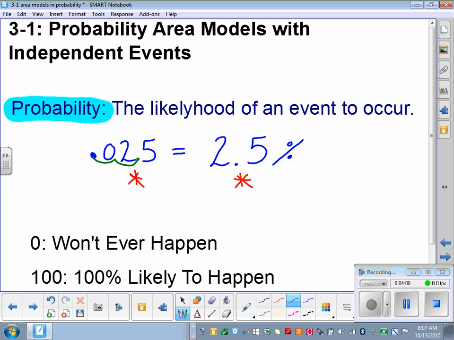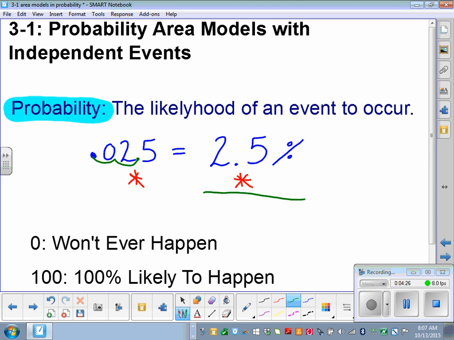0.025. Did you see how I took my decimal and moved it 2 places, giving me 2.5%? You're going to have to do that today. You're going to have to be able to do that with probability, because really, probability in the final answer will usually be stated as a percent. Not always, but more times yes than no.